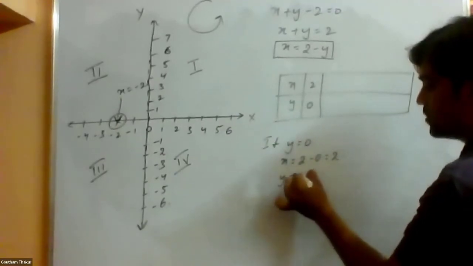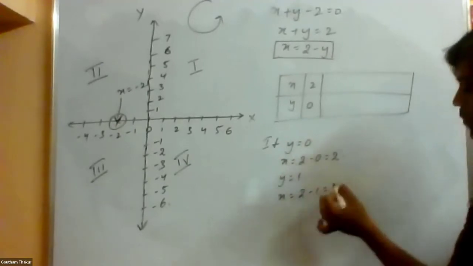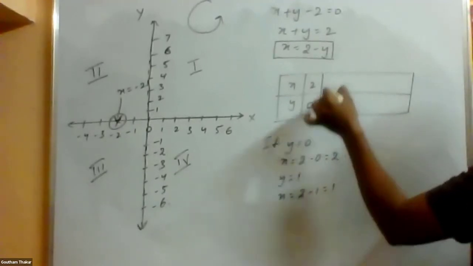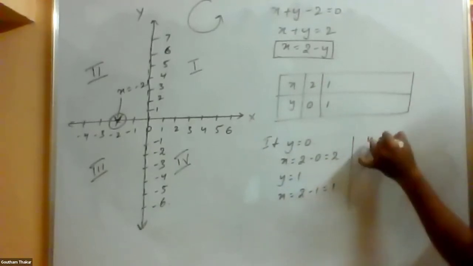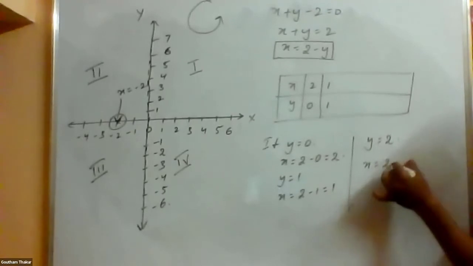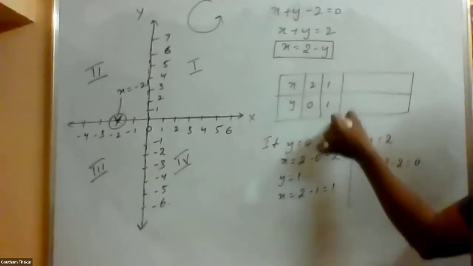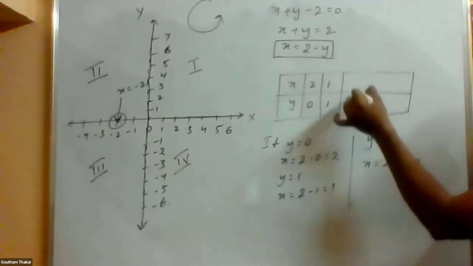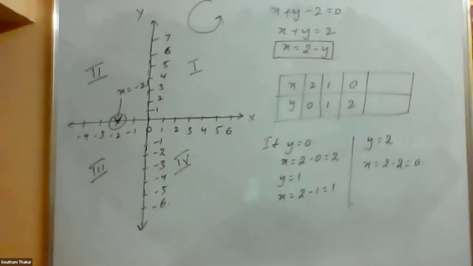What if y is equal to 1? My x value will be 2 minus 1, 1. Y is 1, x is 1. If my y value is 2, my x value will be 2 minus 2, 0. That is one more value, y is 2, x is 0, and so on. Like this, you can take n number of values.